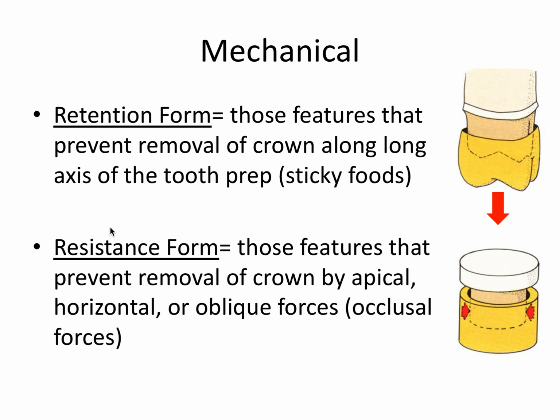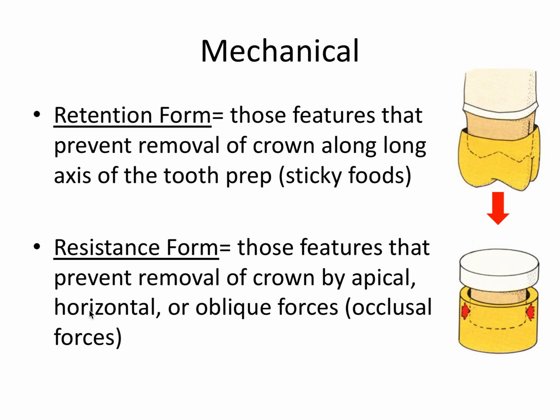All right, and then we have resistance form. This refers to those features that prevent removal of a crown by apical, horizontal, or oblique forces. Basically, every other force other than something that's trying to pull the crown off in a coronal direction. So, retention in the removable pros world was prevention against vertical dislodging forces, and that's basically the same concept here, which is great. However, resistance is a new term. We didn't see this in the removable pros section, and this encompasses, again, every other kind of dislodging force.